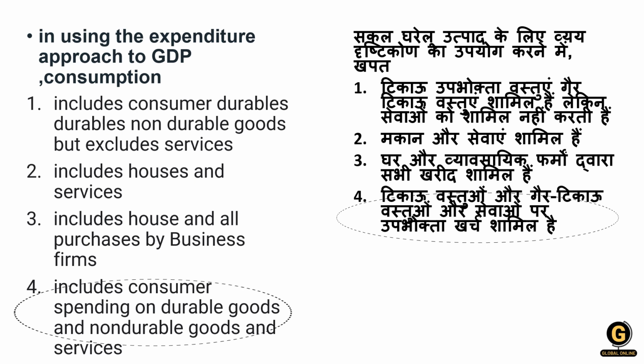Why? Because in the first option they have excluded services. After that they have included houses and services, but we should include consumer spending on both durable and non-durable goods. In the third option they have included houses and all purchases by business firms, but in option 4 they have included all the consumption which is included in GDP by the expenditure approach. So that's why we get option 4 for this question.